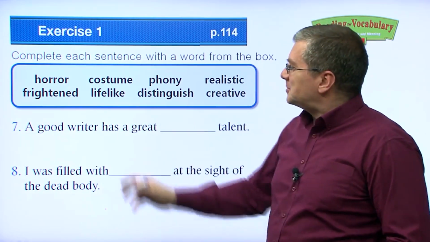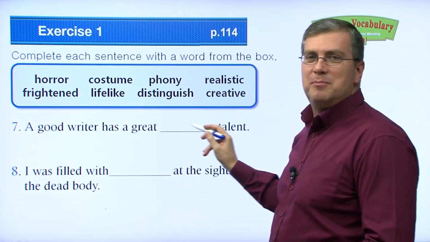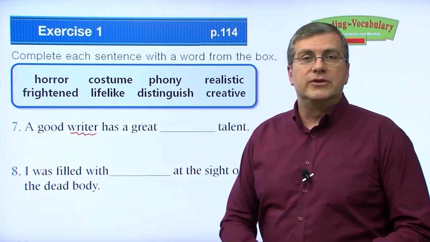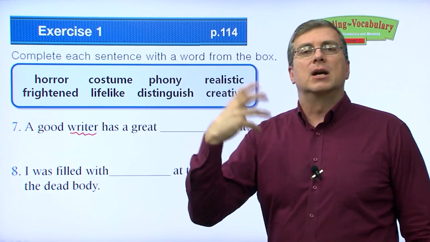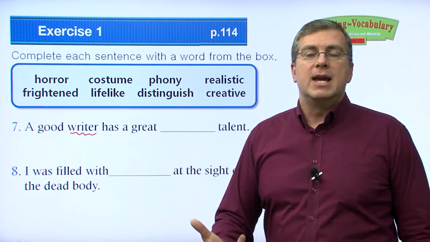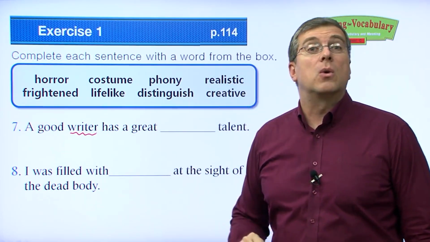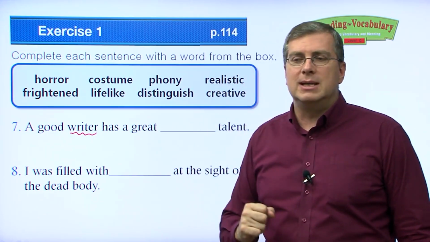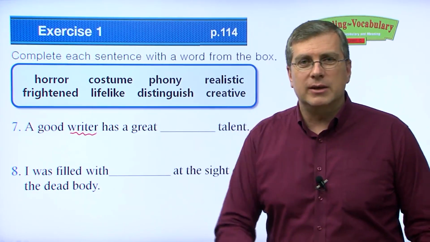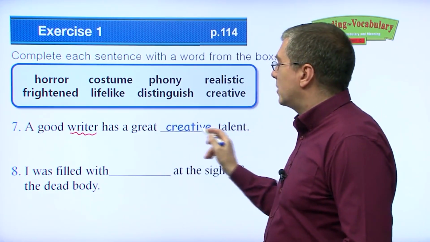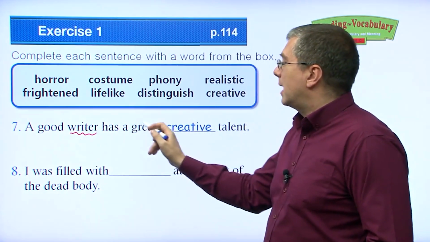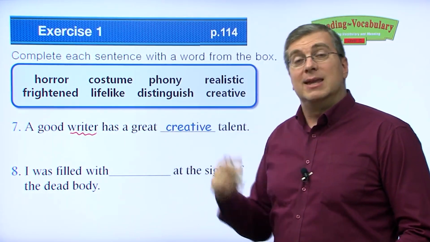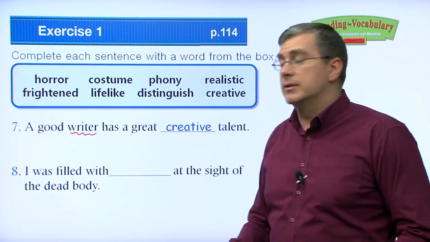Okay, number 7. A good writer has a great beep talent. A good writer, what do writers do? Writers have to think of new ideas. They have to make new stories, right? So somebody who can make new ideas or think of new ideas and make new things, we call those people creative. A good writer has a great creative talent, a creative talent. They can make or think of new things.